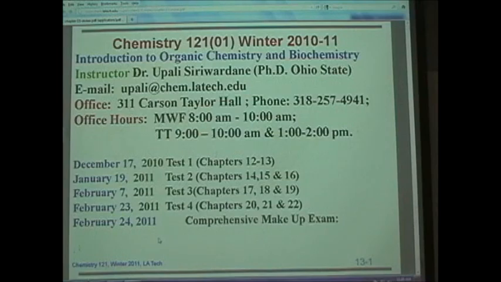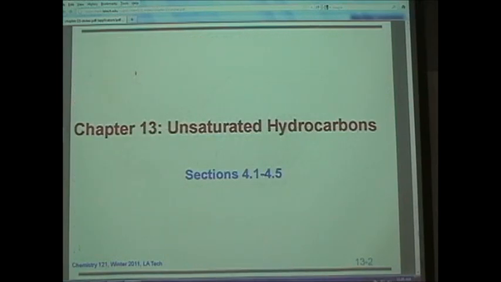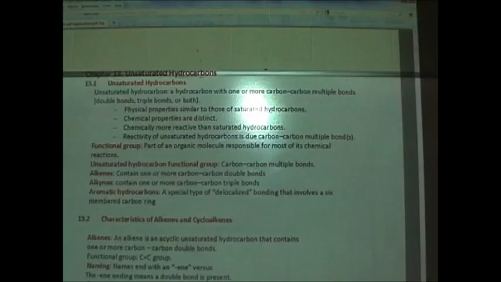Today what we're going to do is mainly unsaturated hydrocarbons. Unsaturated hydrocarbons have double or triple bonds. Physical properties are similar to those of saturated hydrocarbons, but the chemical properties are different because there's a double bond here which is reactive. Okay, we're going to talk about that.